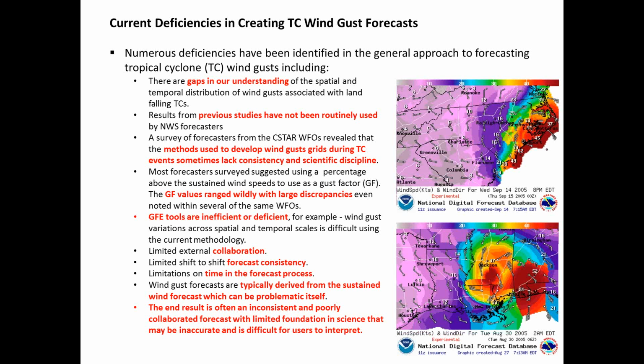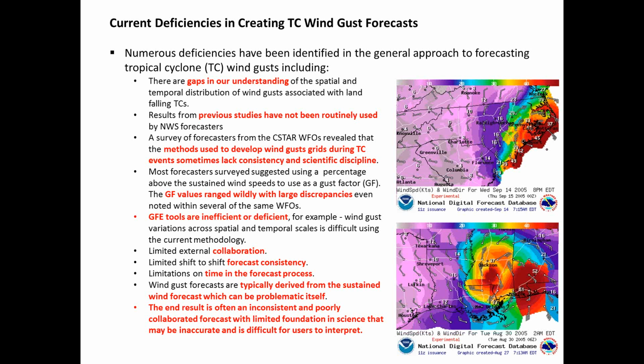In terms of deficiencies in creating wind forecasts or wind gust forecasts specifically with tropical cyclones, there's a very long list there, and I'm sure many of the forecasters on the call today can provide many of these and may have others. But just to hit the highlights, there's still lots of gaps in our understanding of the spatial and temporal resolution of the wind field, and specifically wind gusts associated with tropical cyclones. In addition, results from previous studies have often failed to really take root in the operational forecast setting. So there's a lack of utilizing previous research there.